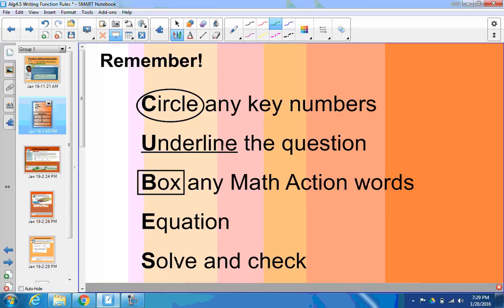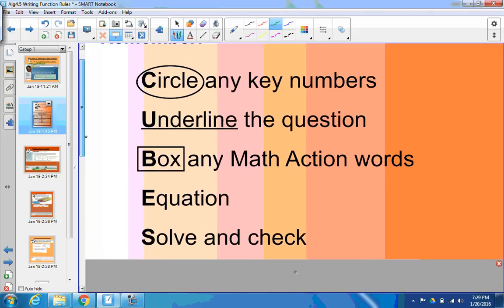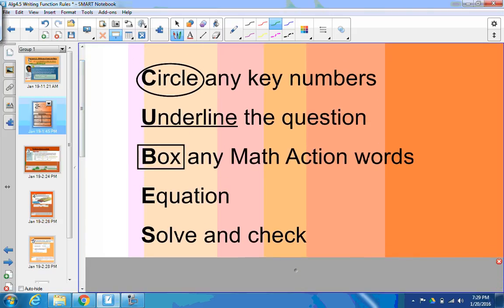So when you're given a word problem, we just want to be able to write the equation. Start by circling any key numbers, so key numbers that might be part of the problem. Underline the question that we're trying to answer. Boxing any math action words. Writing the equation, and then ultimately solving and checking if we're asked to. Especially these first three, and then the fourth one are the really important ones for right now.